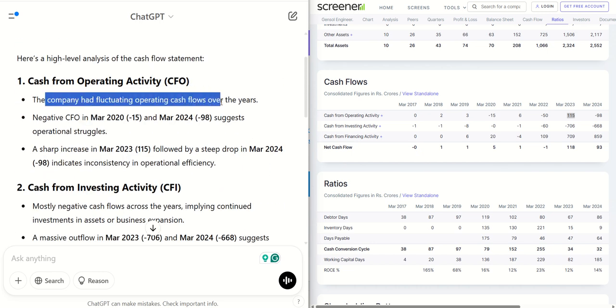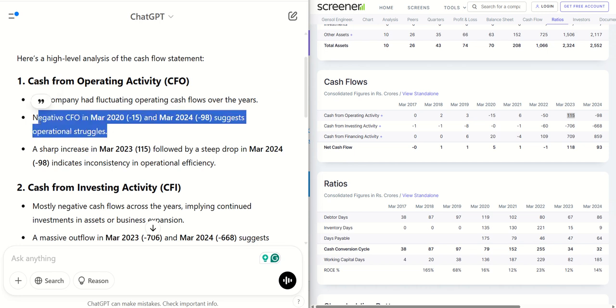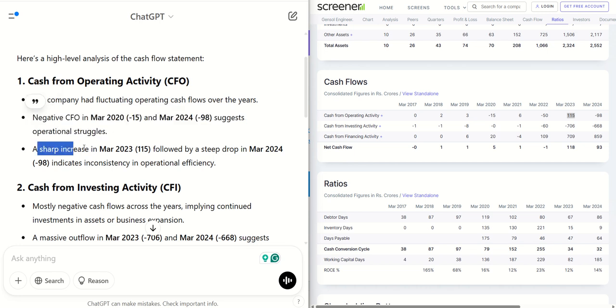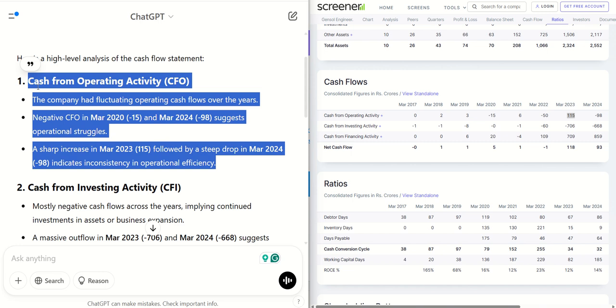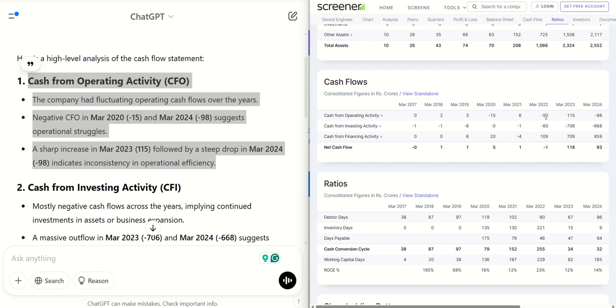The company had fluctuating operating cash flows. Negative CFO suggests the operation struggles. However, there is a sharp increase in March 2023 followed by a steep drop. So this is exactly what as an investor you are supposed to analyze or dig deeper. What caused a sharp increase from minus 50 crores to 115 crores, and then again subsequent drop to minus 98 crores? So in these two annual reports and financial statements you must dig deeper to figure out the reasons.